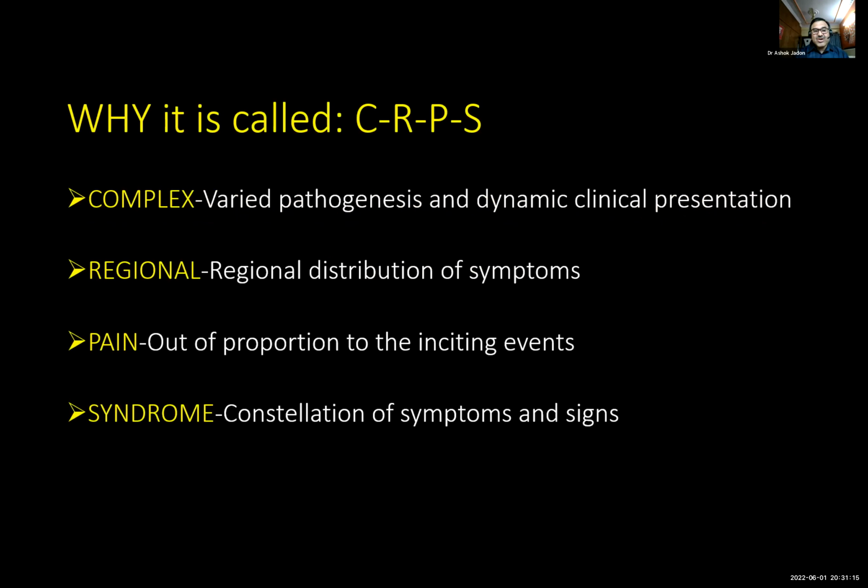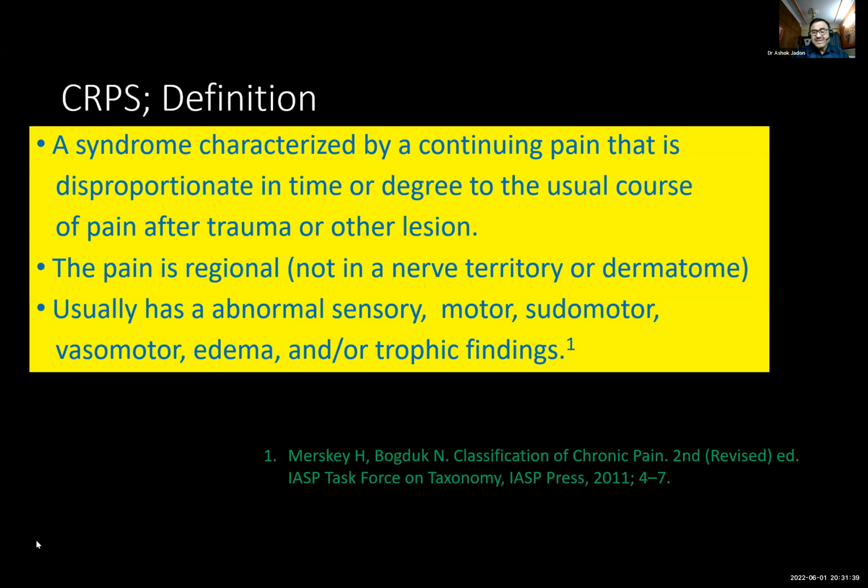CRPS, as the name suggests, is complex because of varied pathogenesis and dynamic clinical presentation. It is a regional disorder. It is a pain, not like other painful conditions, but always out of proportion to the inciting event. And it is a syndrome, as we all know, where many signs and symptoms are present, so a constellation of symptoms and signs. With that, it is defined as a severe, continuous pain, disproportionate to the time or degree which usually takes for healing. It is regional and also has a few cardinal features which are very specific to this: sensory, motor, pseudomotor, vasomotor, and trophic changes.